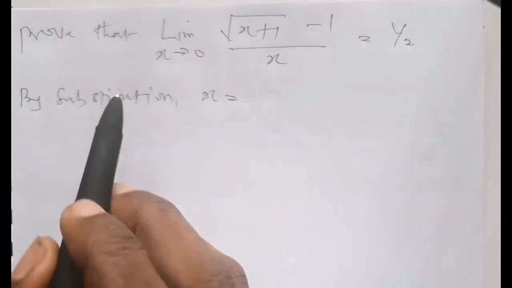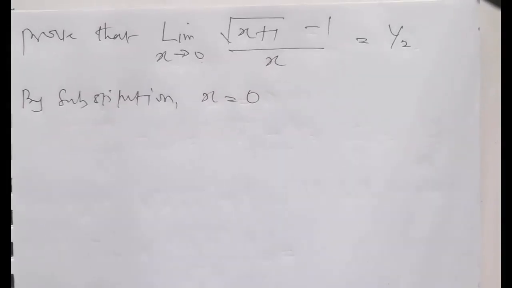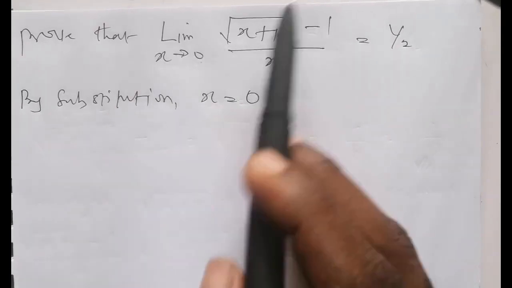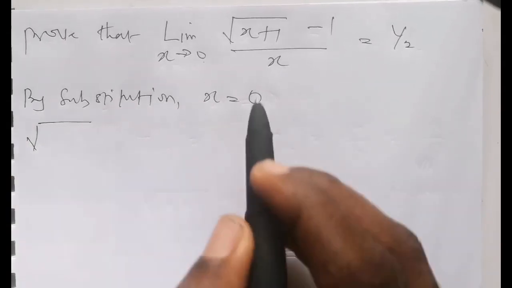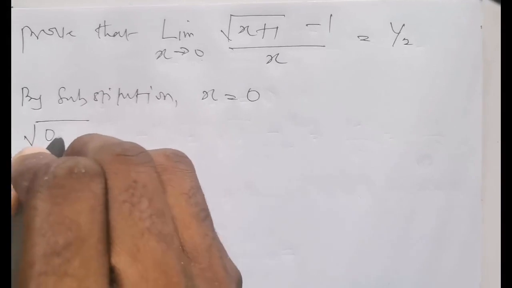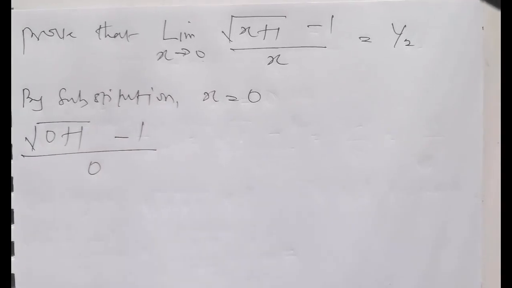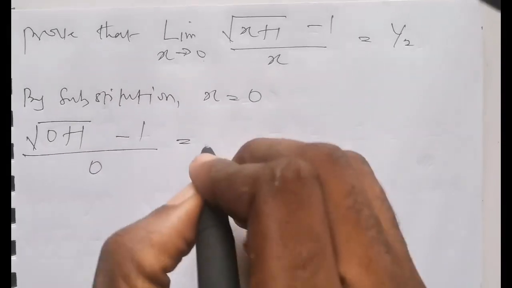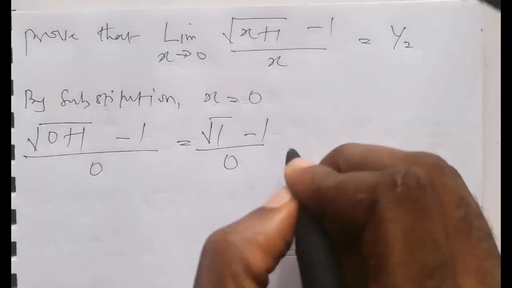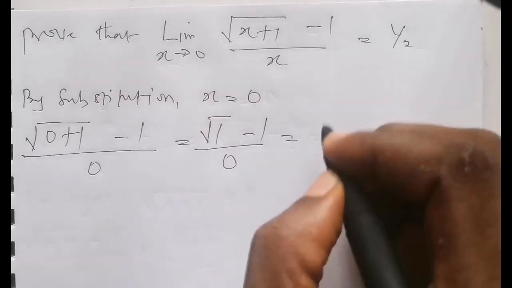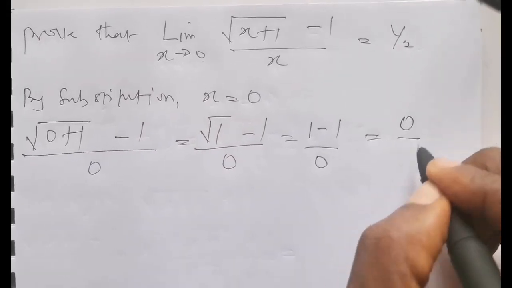you set x to be equal to the point of approach. The limit is as x approaches 0, so simply set x to be equal to 0 in this case. Wherever you see x in this equation, put in the value 0. So you're going to have square root of 0 plus 1 minus 1, all over 0. Root 1 simply gives us 1, so 1 minus 1 all over 0, and 1 minus 1 is 0, so 0 over 0.